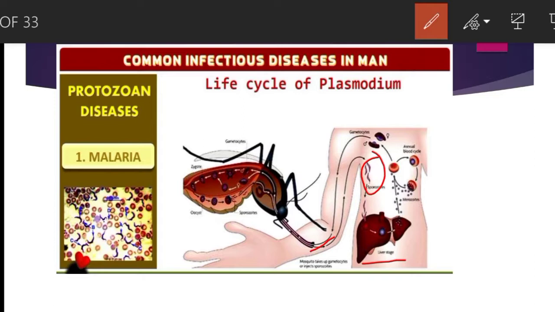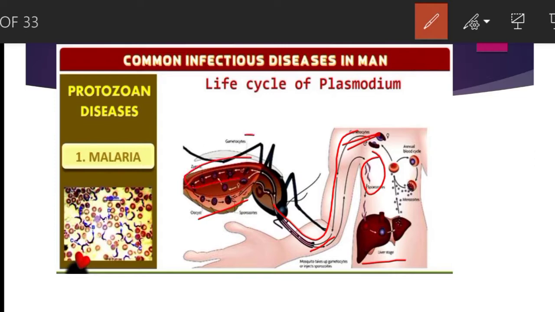The parasite then enters the mosquito body along with the blood when it bites the infected person. Gametocytes, the sexual stages, then develop in the RBCs of the female Anopheles mosquito. Further development occurs in the stomach.